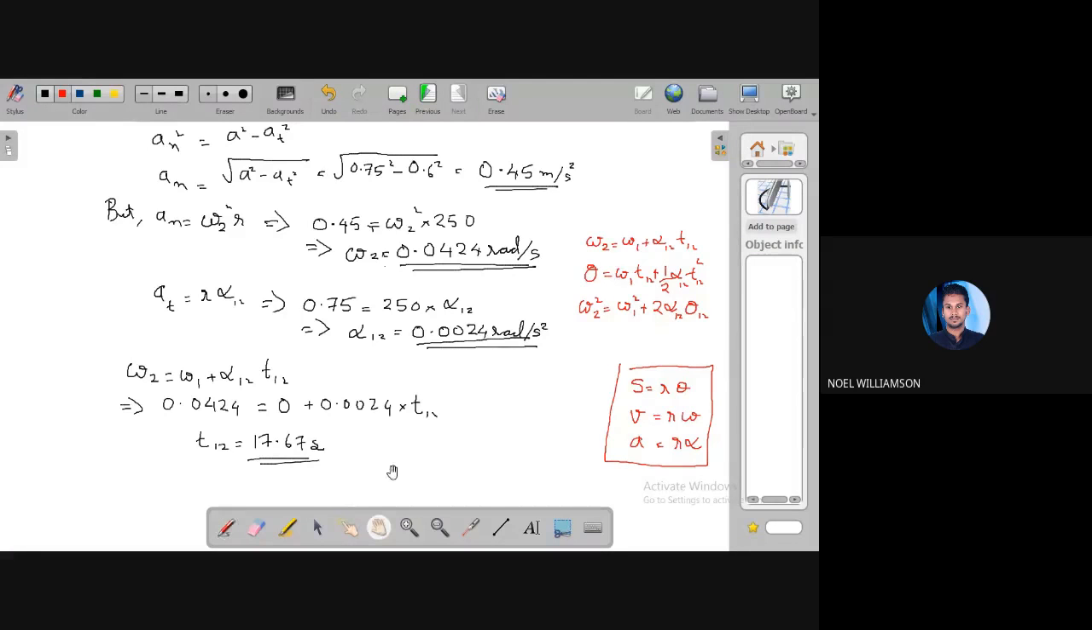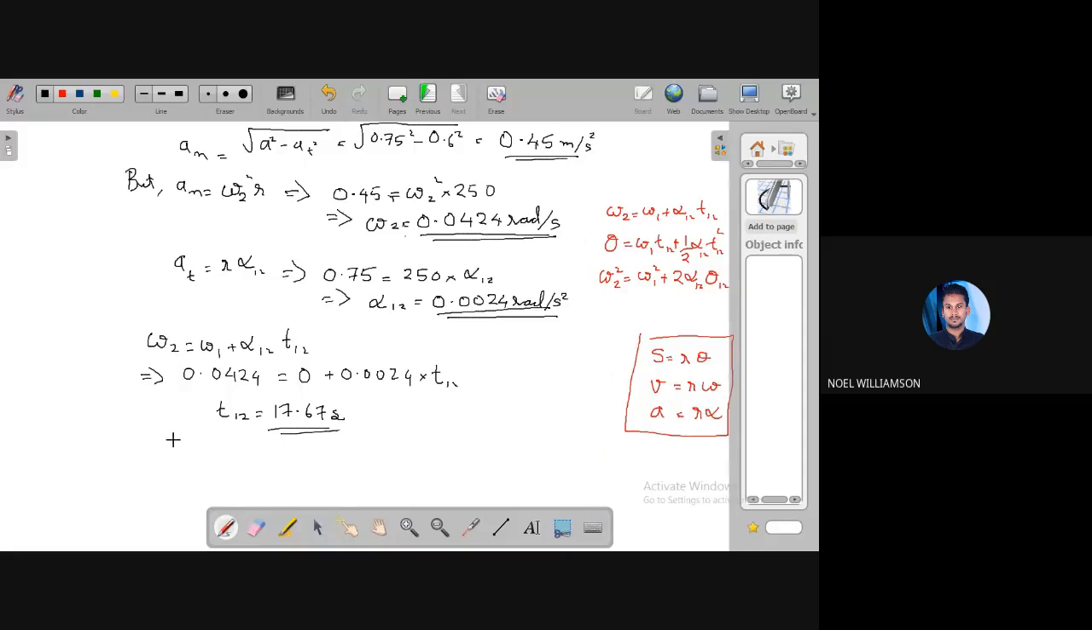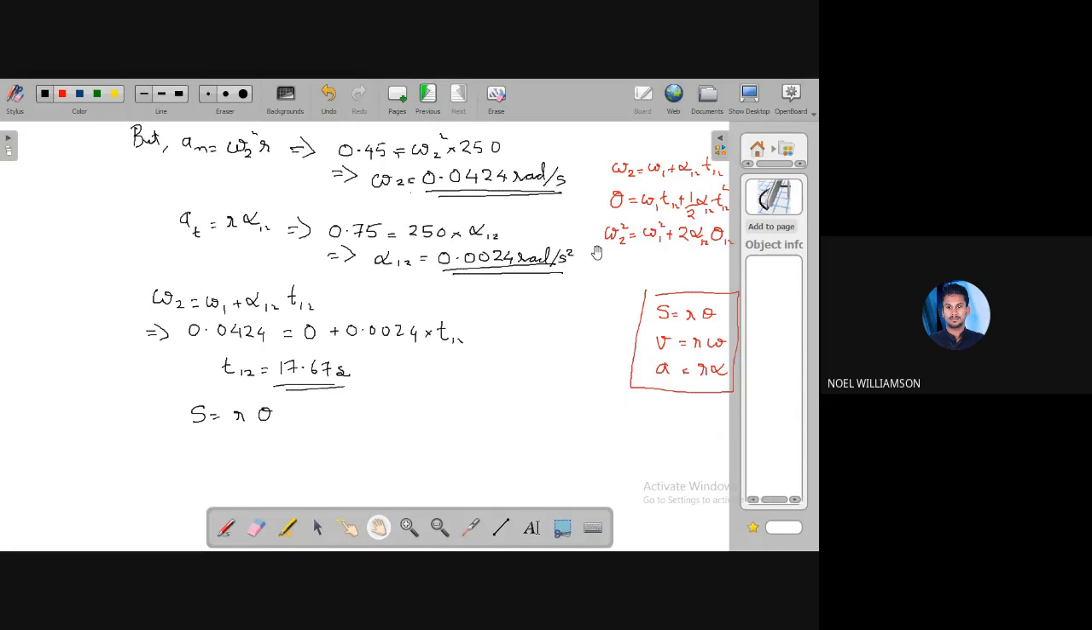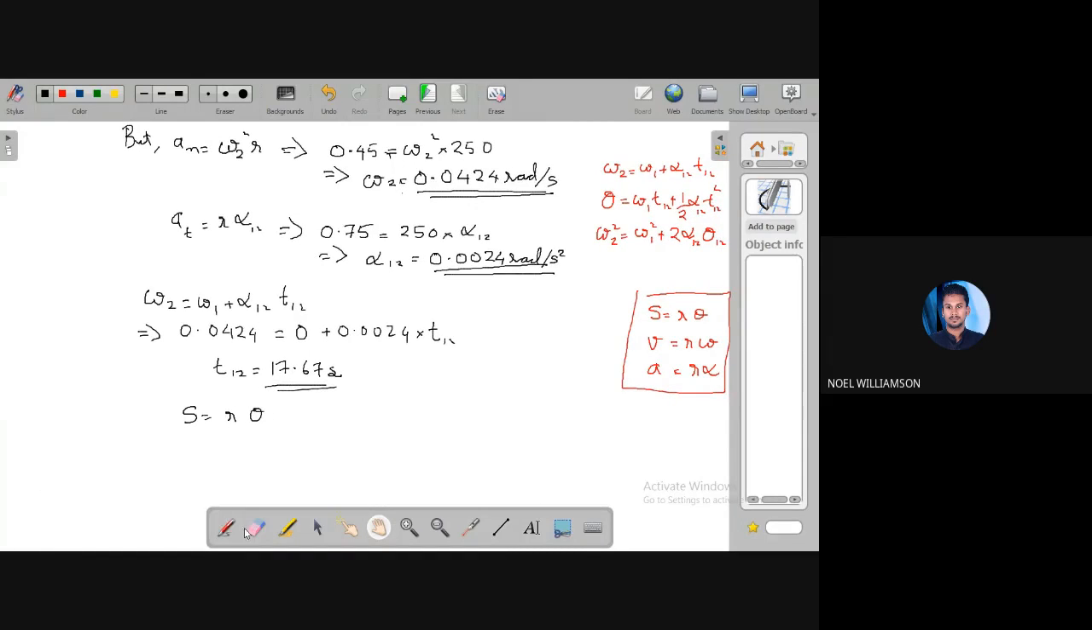So the first relation is s equal to r into theta. Here we have to find the value of theta, then only can we find the value of s. So first of all we have to find theta. For that we may use the second relation: theta 12 equal to omega 1 t12 plus half into alpha t12 square.